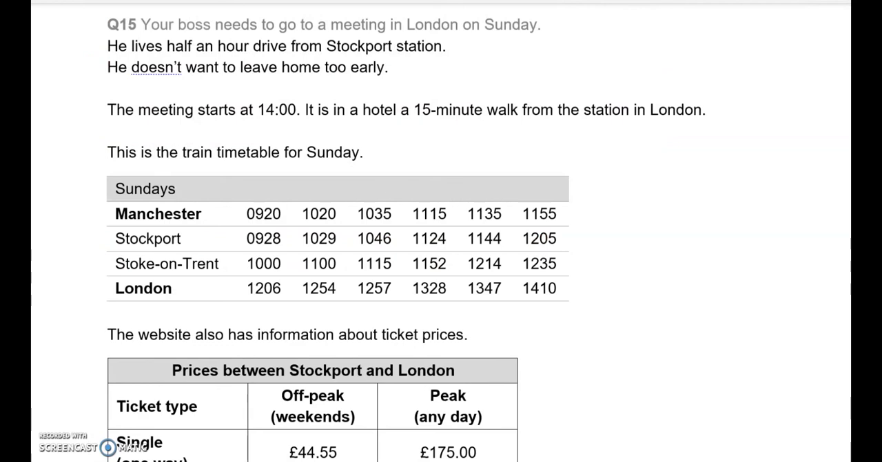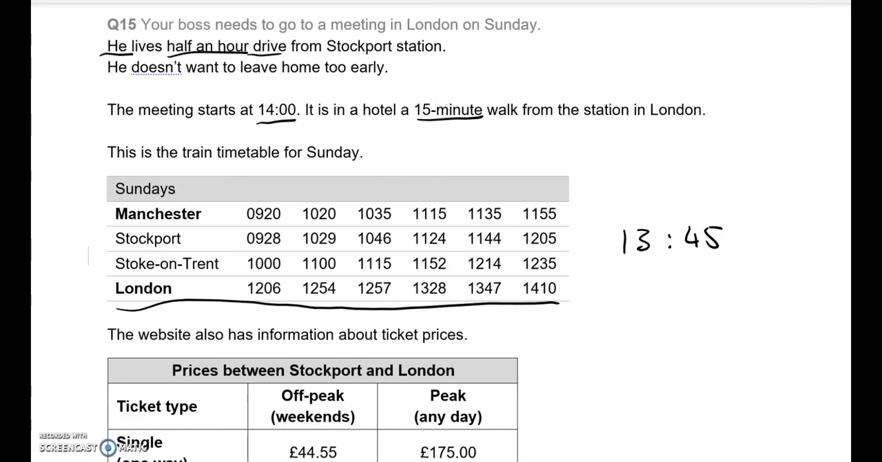Question 15, which is the last question. Your boss needs to go to a meeting in London on Sunday. He lives half an hour drive from Stockport station. He doesn't want to leave home too early. The meeting starts at 2 o'clock. It's in a hotel, 15-minute walk from the station in London. So this is the train timetable for Sunday. So the latest he can be at the station is 13:45.